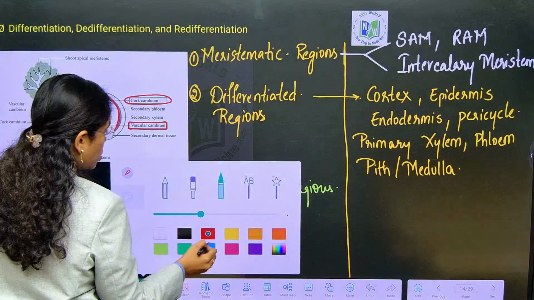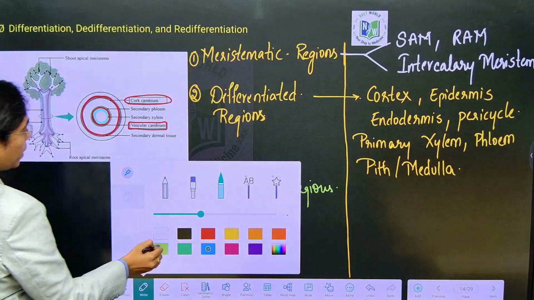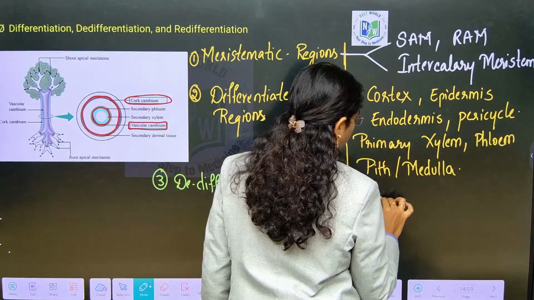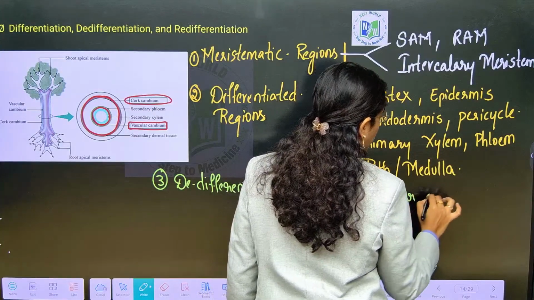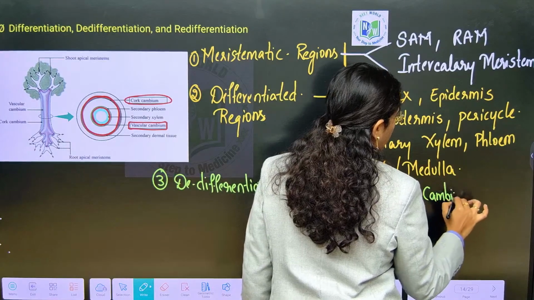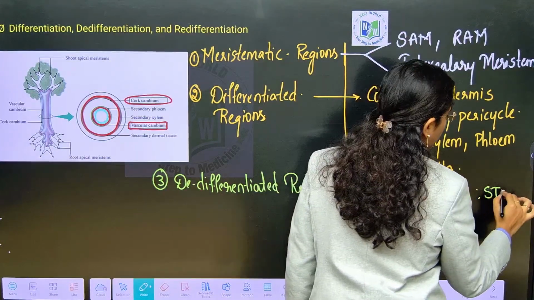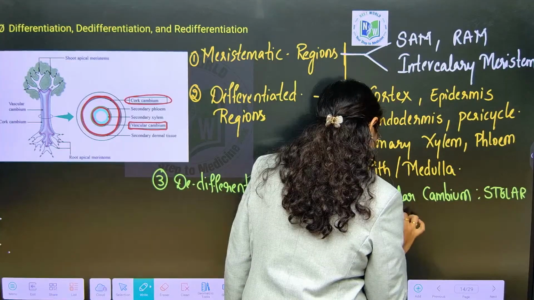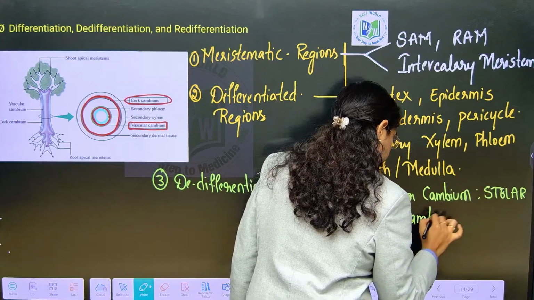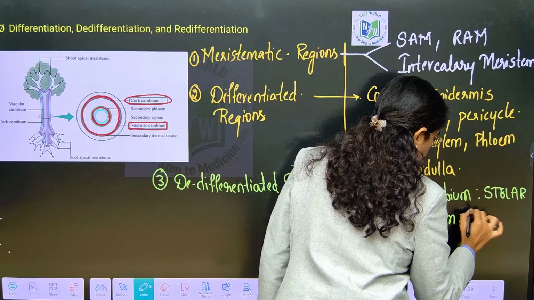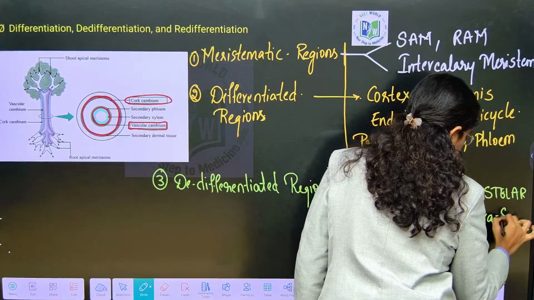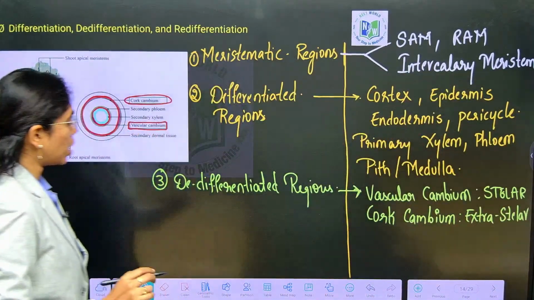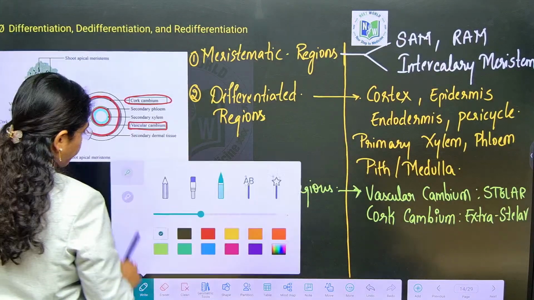So, here the de-differentiated tissues will be vascular cambium and cork cambium. Vascular cambium in stellar region and cork cambium in extrastellar region. Stellar region and extrastellar region. Clear, right?